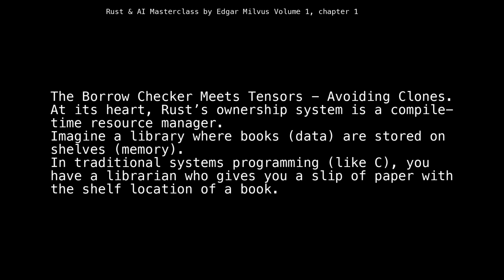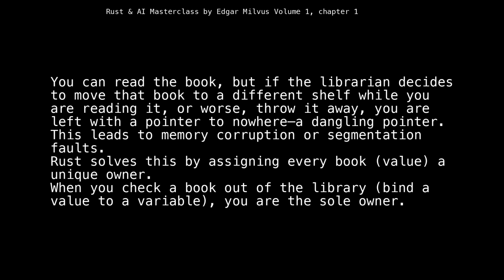At its heart, Rust's ownership system is a compile-time resource manager. Imagine a library where books, data, are stored on shelves, memory. In traditional systems programming, like C, you have a librarian who gives you a slip of paper with the shelf location of a book. You can read the book, but if the librarian decides to move that book to a different shelf while you are reading it, or worse, throw it away, you are left with a pointer to nowhere, a dangling pointer. This leads to memory corruption or segmentation faults.